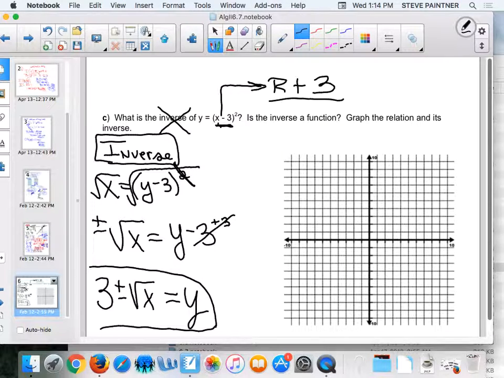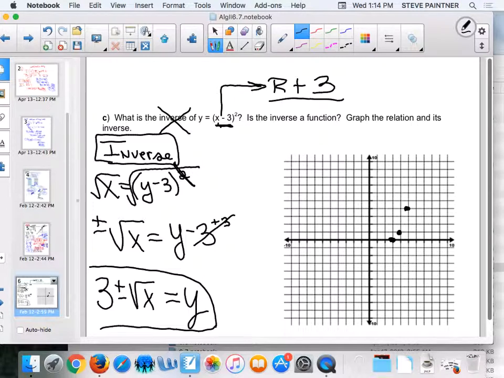Take your parent, go where? Right 3. Well, the vertex of your parent is 0, 0. So let's go 1, 2, 3. Right there. Then you have to memorize what the parent did. What did the parent do again? Who remembers the behavior of the parent? From the vertex, over 1, up 1. Right 1, up 1. Right 2, up 4.